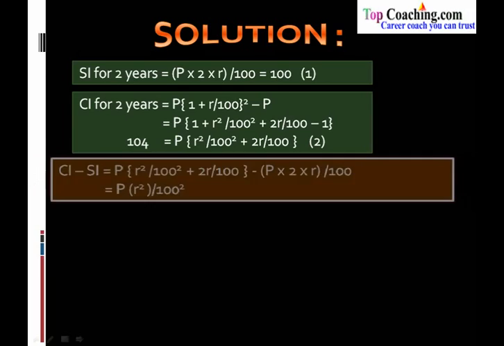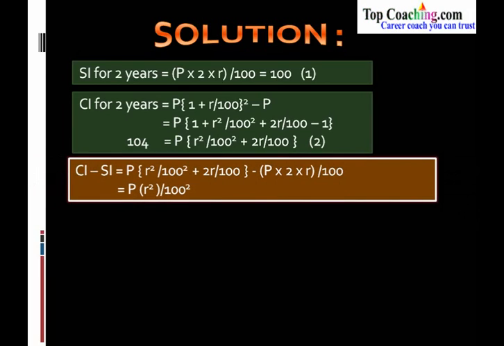Now if we subtract equation 1 from 2, what do we get? CI − SI = P(R²/100² + 2R/100) − P × 2 × R/100. Now here what we see is that this term P × 2R/100 and this term get cancelled, and what we get?